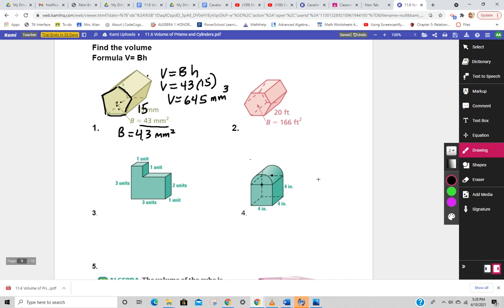All right, this is a hexagonal prism. 1, 2, 3, 4, 5, 6. So it's a hexagonal prism. So volume is, again, base times height. They already gave us the base. The area of the base is 166. That's given. And the height, the distance between this base and this base, is 20. So the volume is 166 times 20. So it's 3,320 feet cubed.